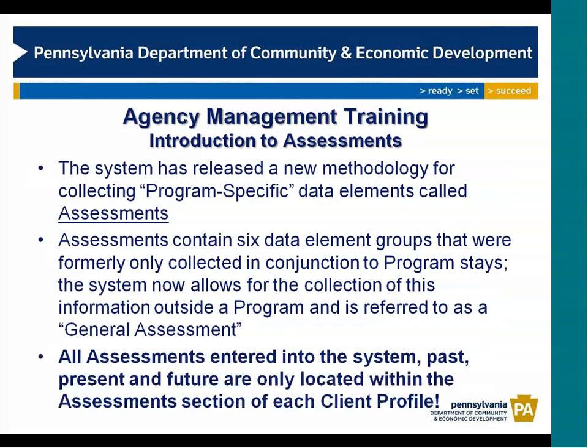Now we're going to move along to assessments. Just a quick introduction. One of the large changes we made in the system is a new way of collecting program-specific data elements, how they're collected and maintained. They're put at the forefront of the system, collectively now called assessments. The six basic assessment groups are health, income, employment, education, benefits, and, of course, the new domestic violence status. They are still collected in conjunction with program stays as required by HUD.